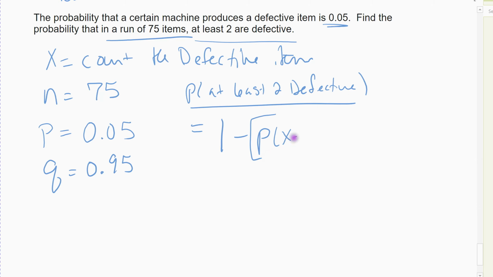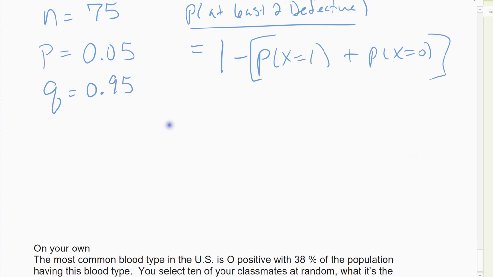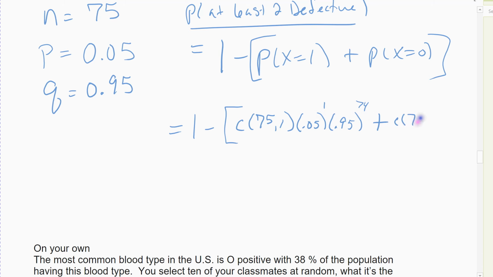the probabilities that I don't want. The probability that 1 of them comes out defective or 0 come out defective. None of them come out defective. And I want to subtract those from 1, so make sure you're careful when you're filling this out. So 1 minus the probability of getting 1, well, that would be combination 75 choose 1, I get 1 bad one. Probability of getting a bad one is 0.05, I get 1 of those. Probability that it's not bad, 0.95. Well, if I'm getting 1 bad out of 75, it means I'm getting 74 that are not. Or, so we add, the probability that I get 0 of the 75 are bad.